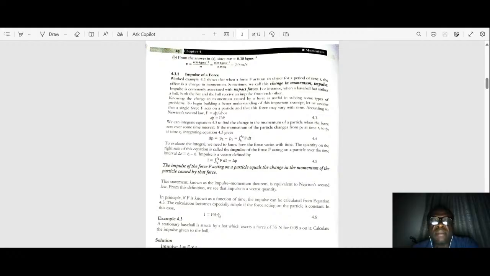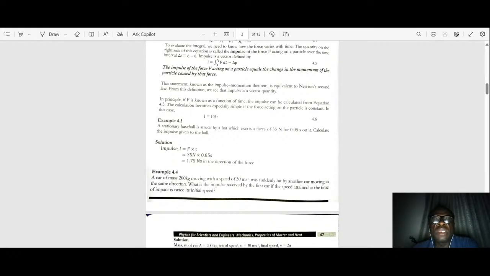And sometimes, if you calculate the change in momentum, that figure is equal to the impulse. What is change in momentum? The difference between the final momentum and the initial momentum. And it is equal to the force times the change in time. So the summary is that the impulse is force times time.